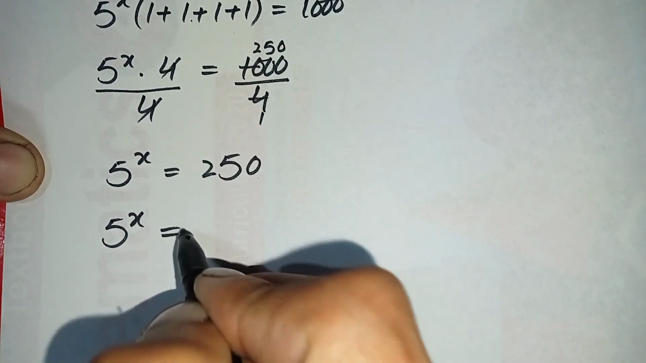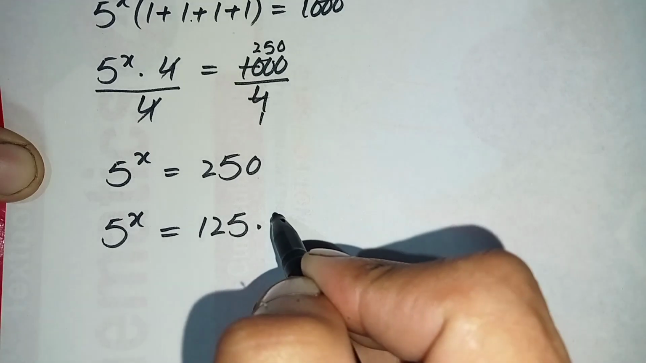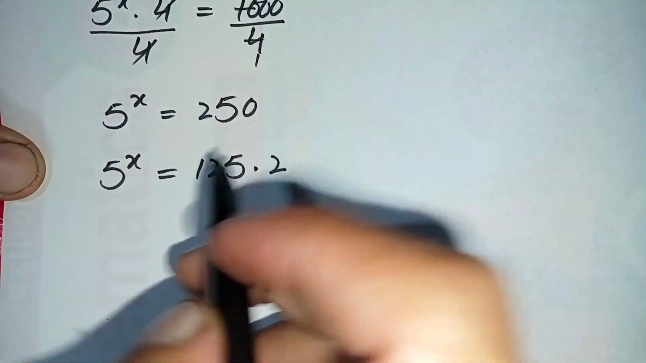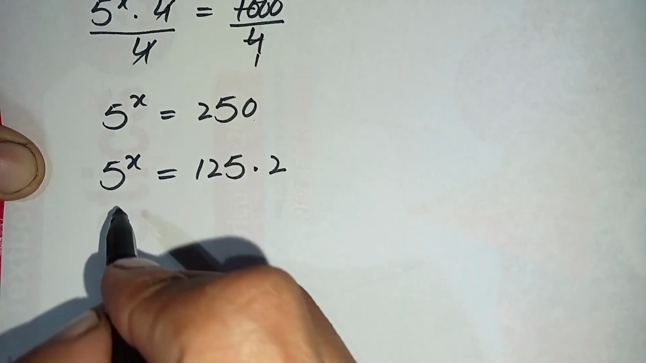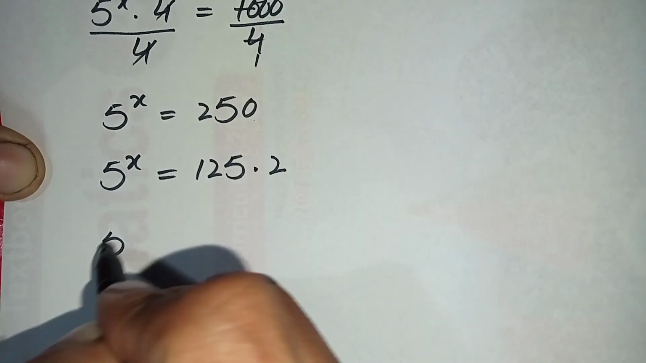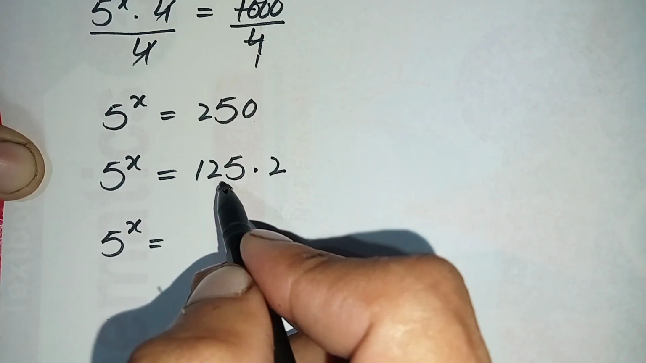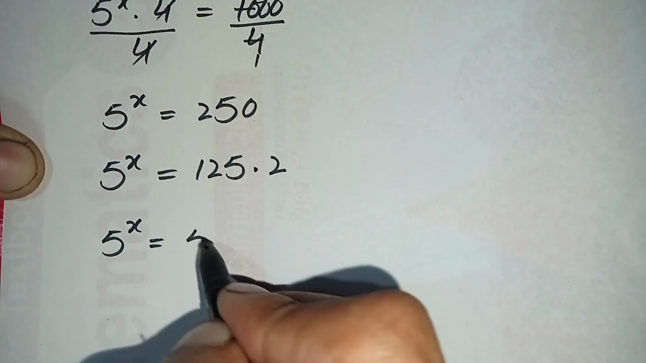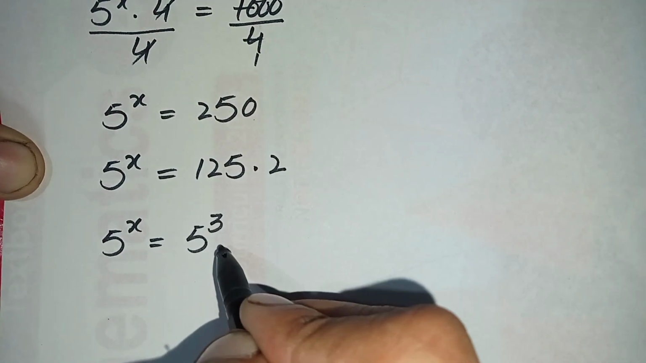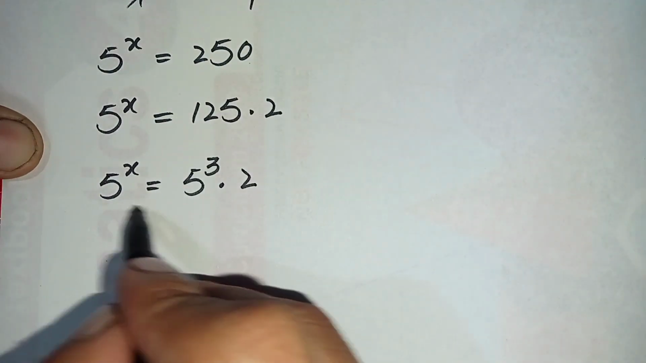And next step, let us factorize 250 as 5 raised to power x is equal to, we can write 125 times 2. Next step, we will write 125 in a power or exponential form. So it will become 5 raised to power x is equal to, 5 times 5 is 25, and 25 times 5 is 125. So it will become 5 raised to power 3 times 2.